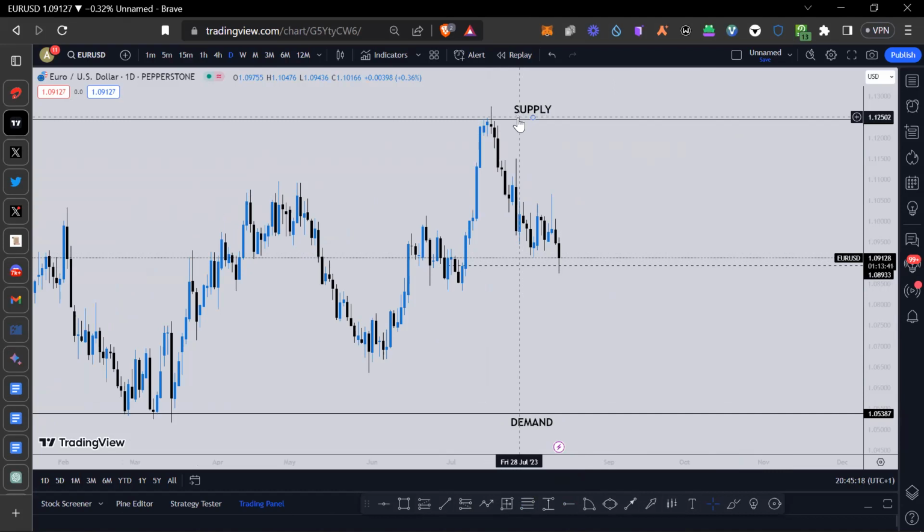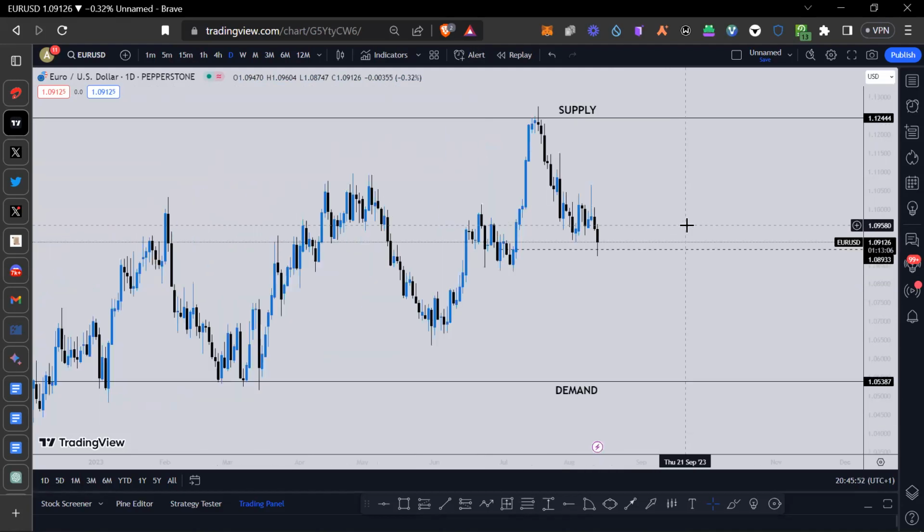Okay. So if this is the supply zone and this is the demand zone, obviously what we seek to do in these areas is quite different. So when you're at a resistance or supply zone, you'll be looking to sell the market. And when you're at a demand or support level, you're looking to long the market to the upside. So basically, patience is very, very important in the market. So when you get to this level, can you hear me?